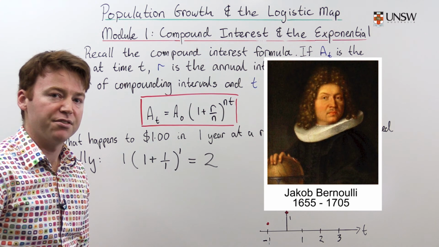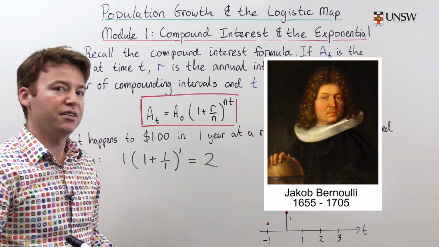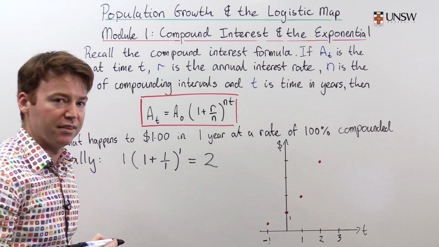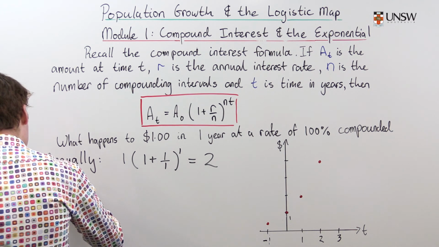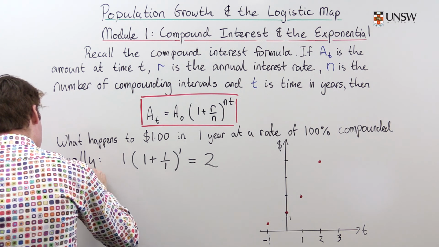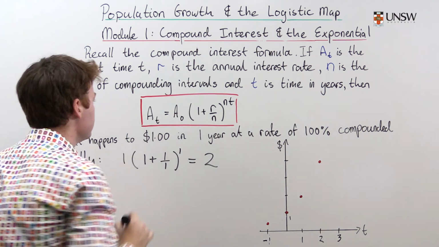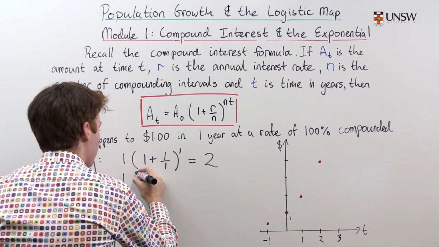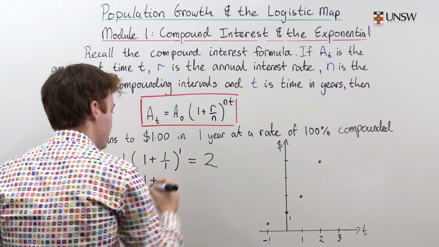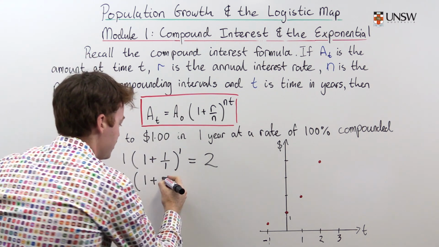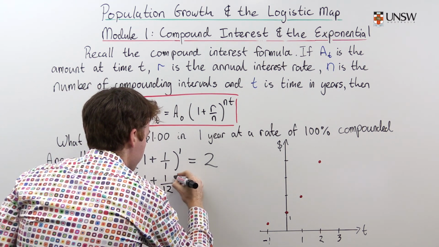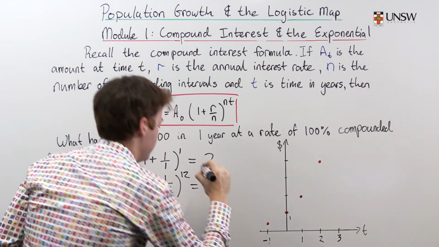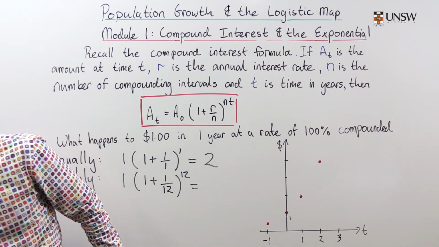Jacob Bernoulli in the 17th century wanted to know what happens if we compound more frequently. What happens if we compound monthly, as banks do? We can invoke the compound interest formula. It's still $1 initially, times 1 plus the rate of interest divided by the number of compounding intervals, which is 12, to the power 12. And this, happily, is equal to 2.6135.